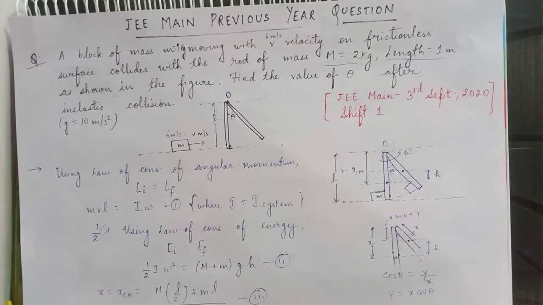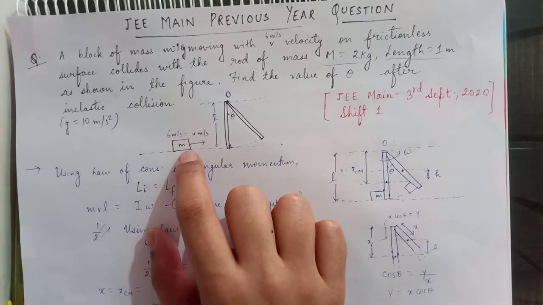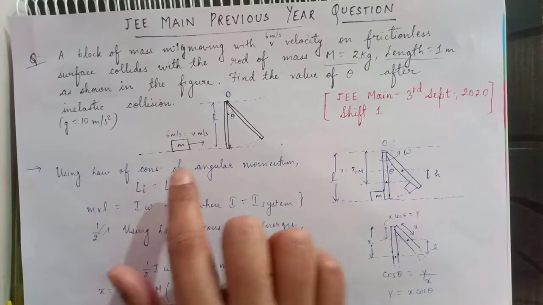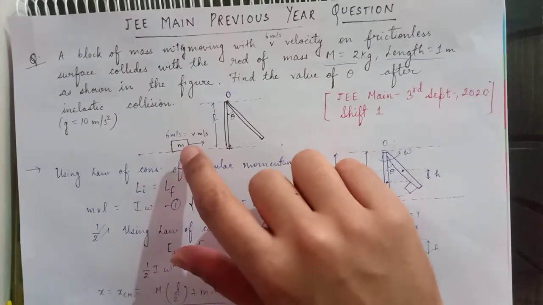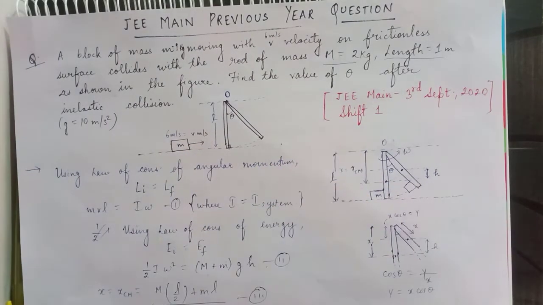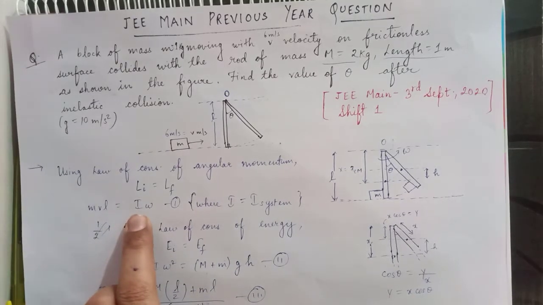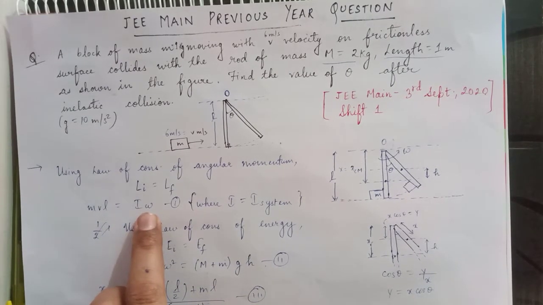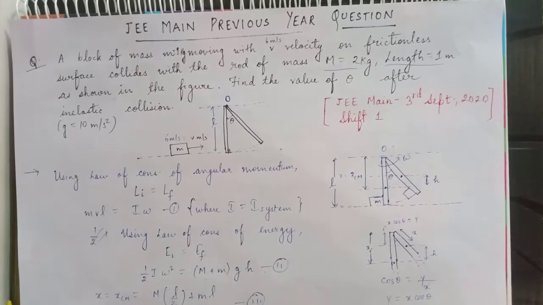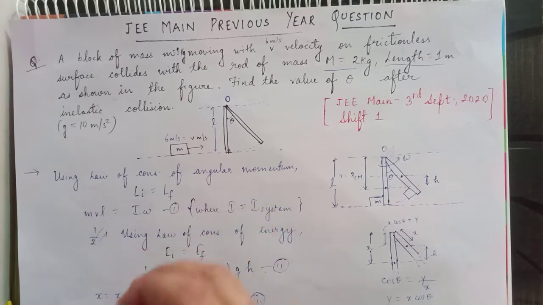So what is the initial angular momentum here? Initial angular momentum here is mvl, if we talk about the mass of this block of mass small m. And we will equate this angular momentum with the final angular momentum of the combined system. So we are going to get the moment of inertia of the system into angular velocity. We will require this equation to find the value of something afterwards.